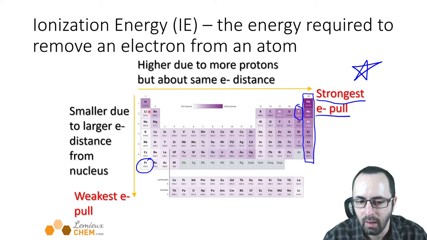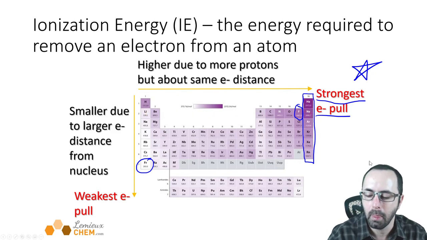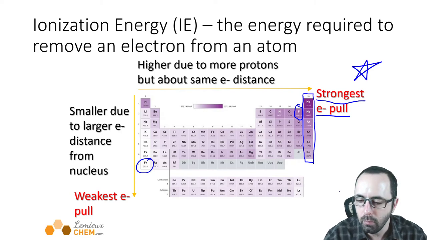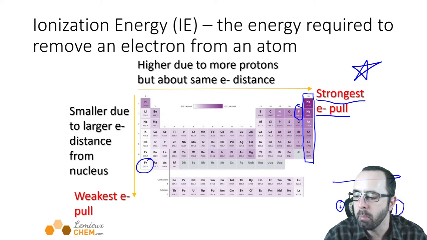Well, if we're moving left to right across the periodic table, we're getting more and more protons in the nucleus. Lithium has 3 protons, beryllium has 4 protons, boron has 5, carbon has 6, nitrogen has 7 protons, oxygen has 8, fluorine has 9, neon has 10. Basically, as we go left to right, we have more and more protons. And so as we go left to right on the periodic table, here we have a little bitty positive. But here, as we get more and more to the right, we have a bigger positive.